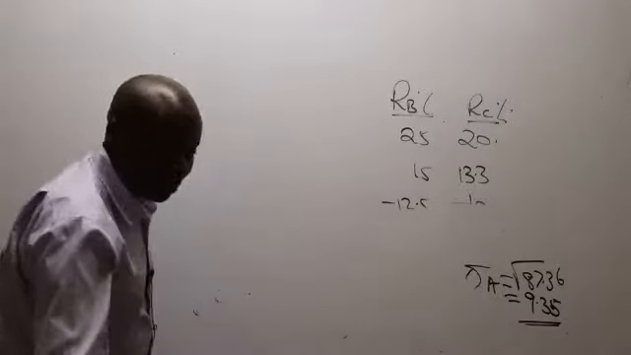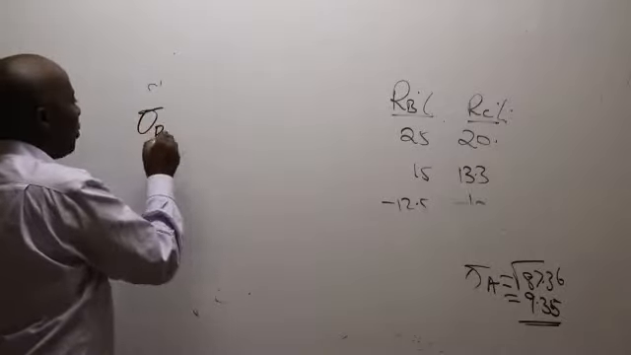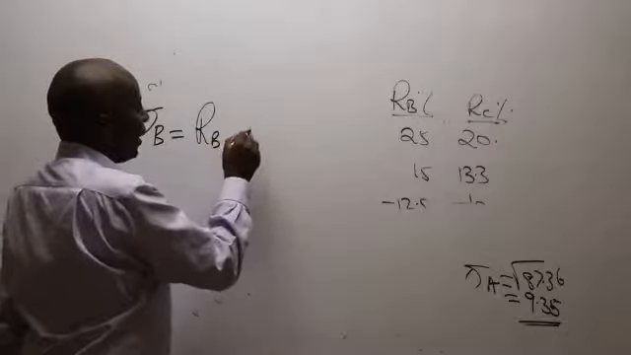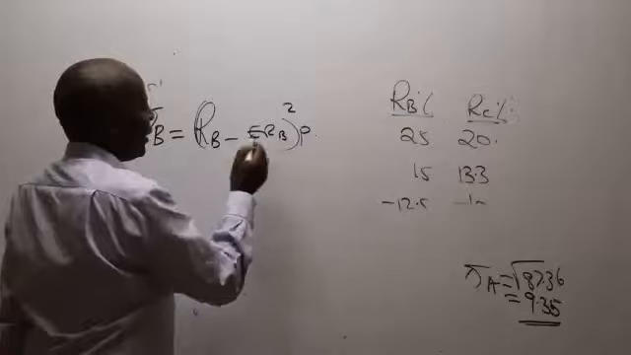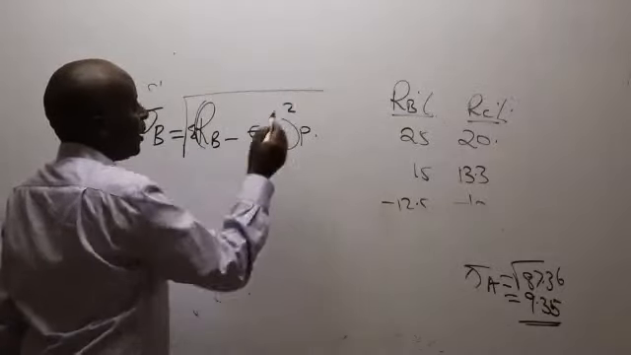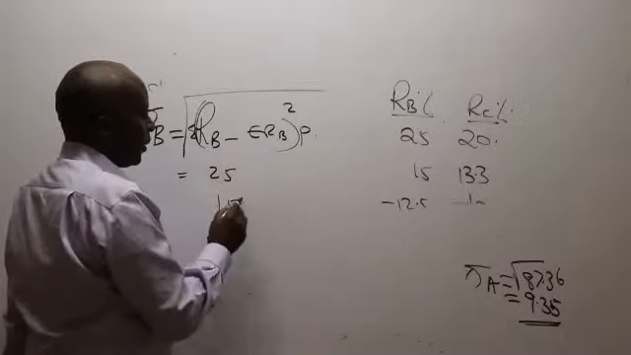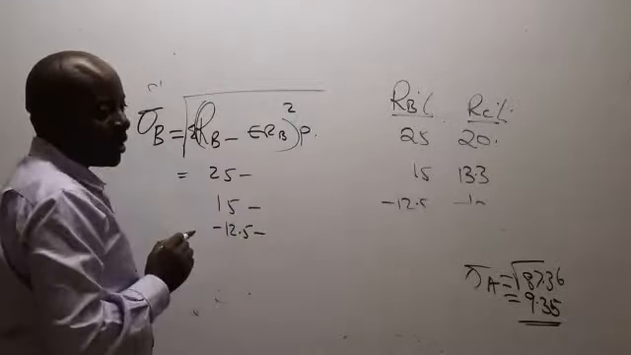So I'll write down the formula. The standard deviation of boy will be equal to the actual returns of boy minus expected returns of boy, right? So square times probability, summation there, and then I say square root. So the actual returns of boy, we have 25, 15, minus 12.5, minus. How about expected returns of boy?